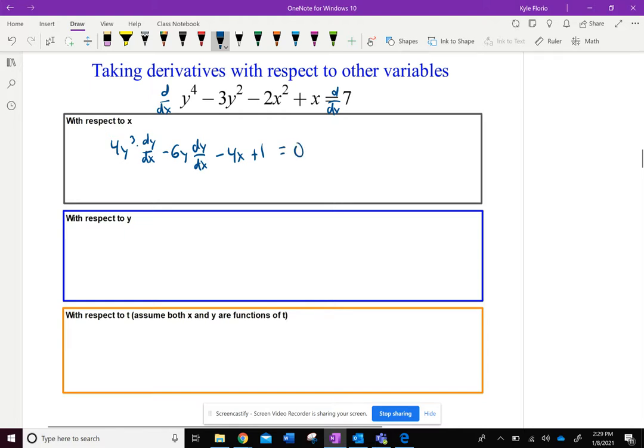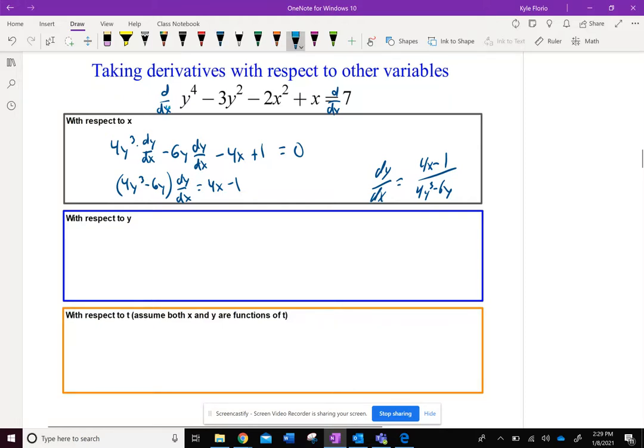And then from here, we just factor the dy/dx out of the terms. If I take the dy/dx out of the first two terms, I'm left with 4y cubed minus 6y. On the other side, we can add 4x and subtract the 1. So the derivative of y with respect to x is going to be 4x minus 1, divided by 4y cubed minus 6y. And that's it. But now what if I want to take the derivative of the function with respect to y?